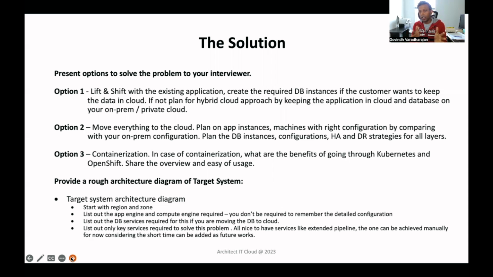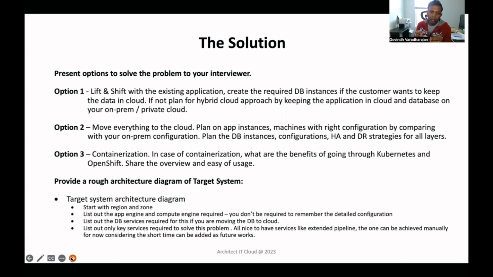Otherwise, in this particular scenario, they wanted to retain but just keep everything in the cloud. In this case, better not to alter the architecture, just move to the cloud and provide the solution as soon as possible. Okay, and also coming to these three options, provide a rough architecture diagram of the target system.